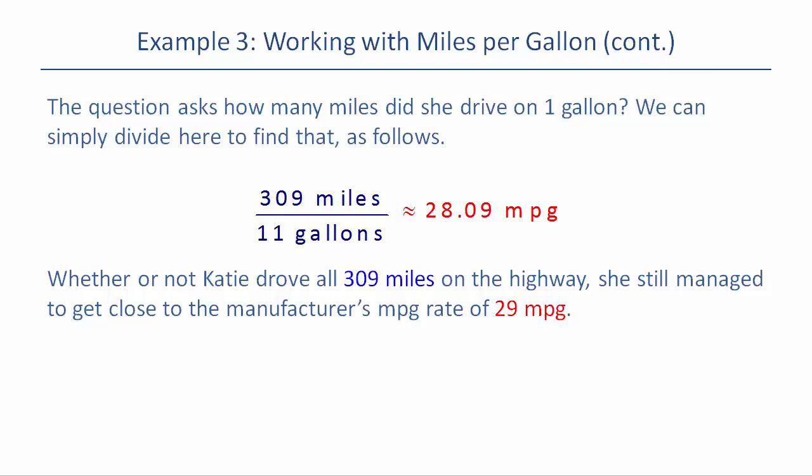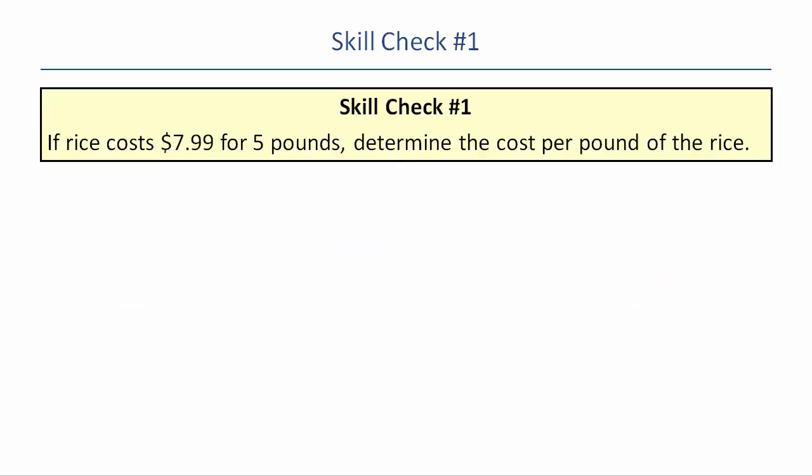So just keep that in mind that it's not necessarily wrong, but it's telling you a completely different piece of information. It's not telling you how far you get on 1 gallon. It's telling you how many gallons it takes to go 1 mile. And for most people, that's not the way you want that information. Okay, how about this one? If rice costs $7.99 for 5 pounds, determine the cost per pound of rice. Pretty easy, right? You just take $7.99 divided by 5, and there's your price per pound.